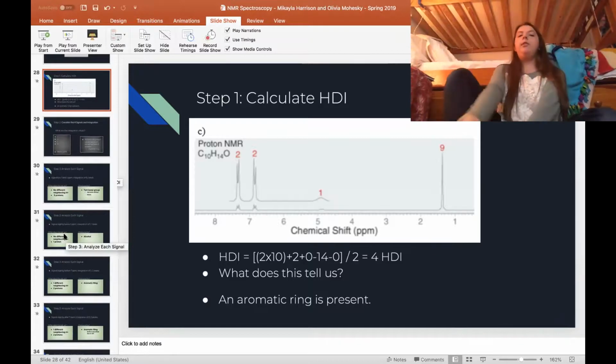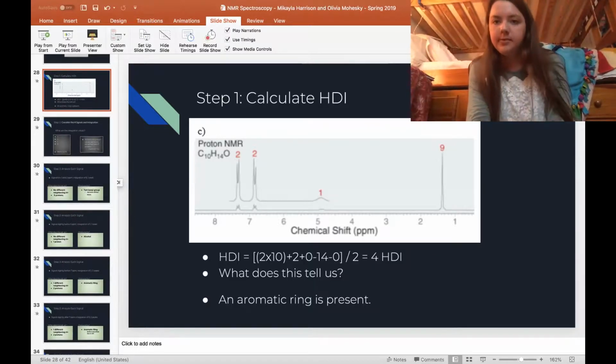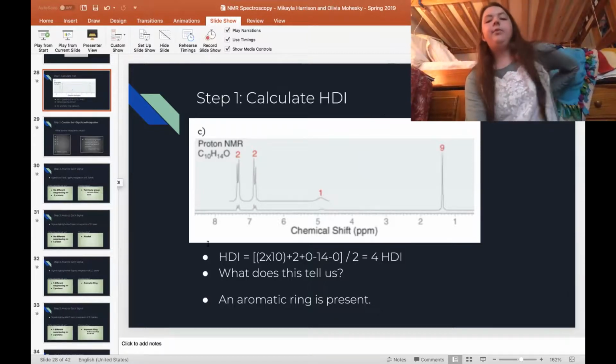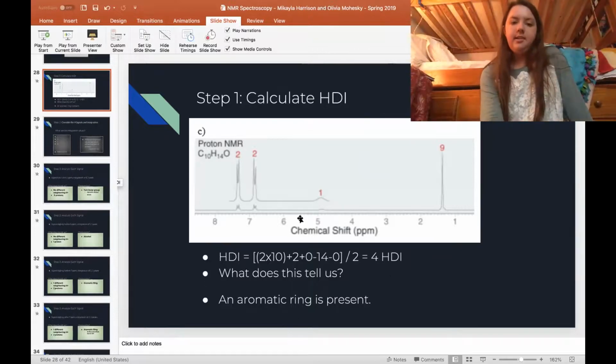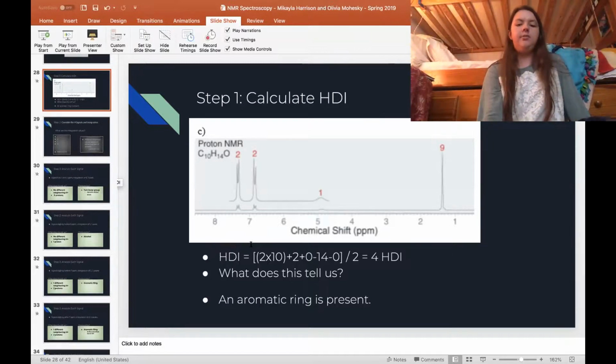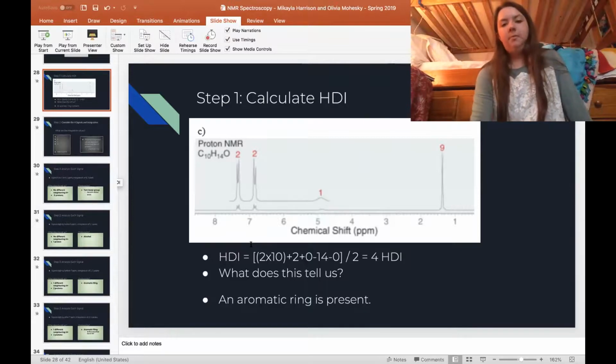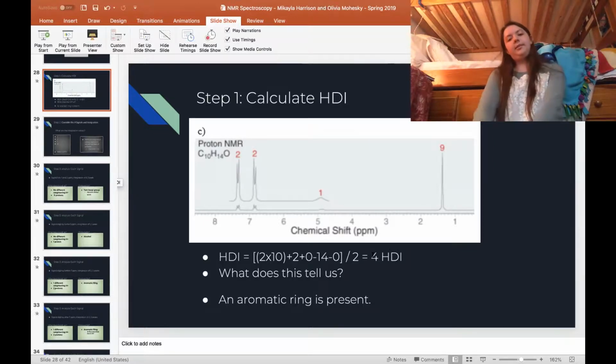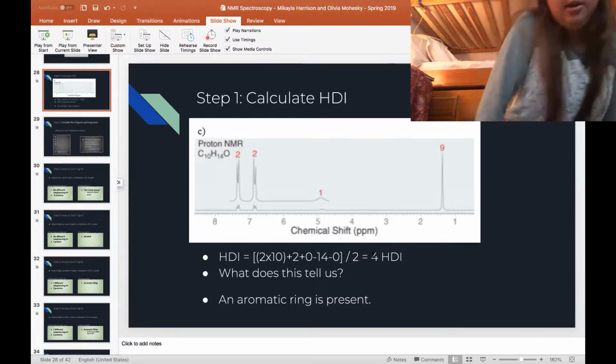We're going to do the same process as earlier. First we're going to calculate the HDI, using the formula that you wrote down earlier and that was in the presentation. So we have 2 times 10 because there are 10 carbons, plus 2, plus 0 because there are 0 nitrogens, minus 14 because there are 14 hydrogens, minus 0 because there are no halogens, divided by 2, gives us an HDI of 4. So again, there could be an aromatic ring present.